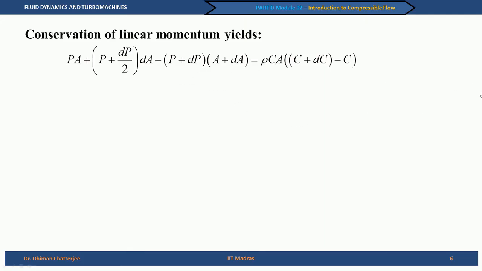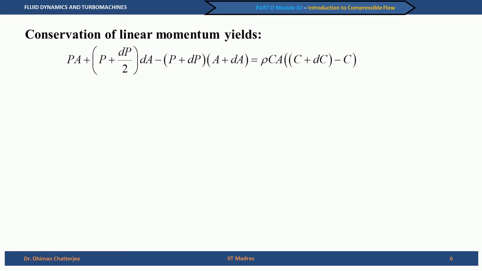So, we can say that the total force acting on this control volume is P times A plus P plus dP by 2 whole multiplied by dA minus P plus dP whole multiplied by A plus dA, and that must be equal to the rate of change of momentum.